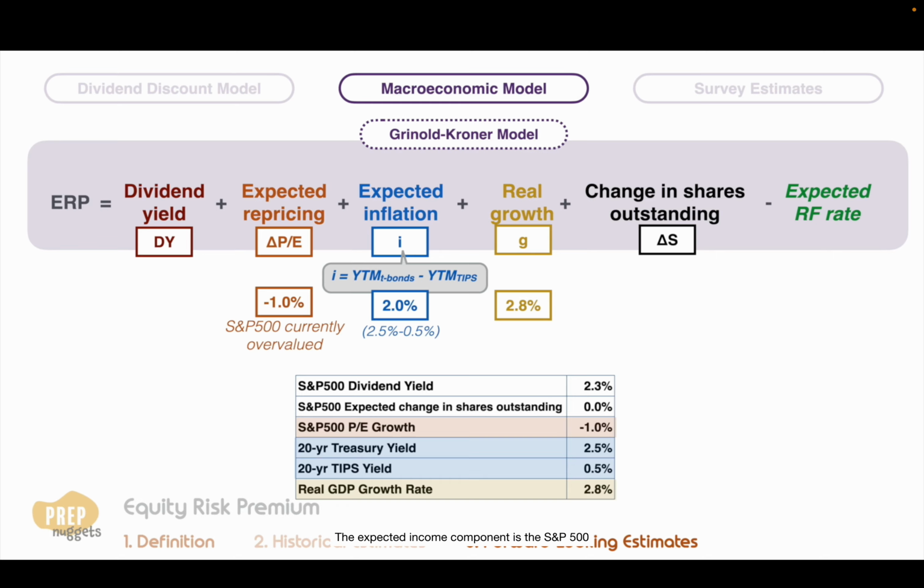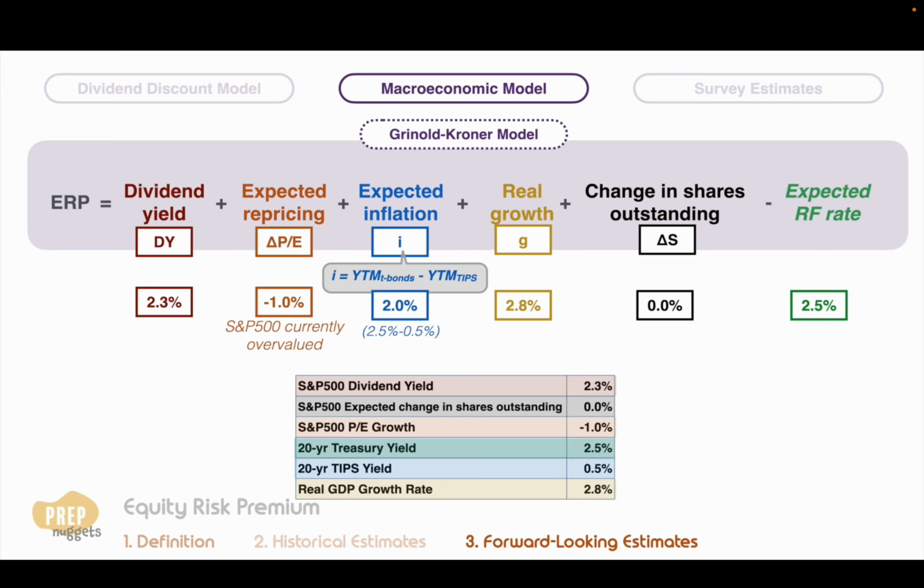This means that the analyst feels the market is currently overvalued. The expected income component is the S&P 500 dividend yield, which is 2.3%, and the expected change in number of outstanding shares is given at 0%. And we estimate the expected risk-free rate using the 20-year Treasury bond yield, which is 2.5%. So, plugging all these figures into the model, we get a forward-looking equity risk premium of 3.6% for the US market.